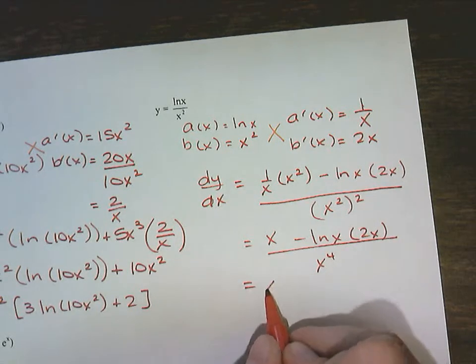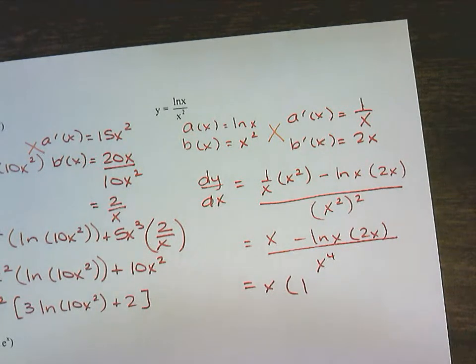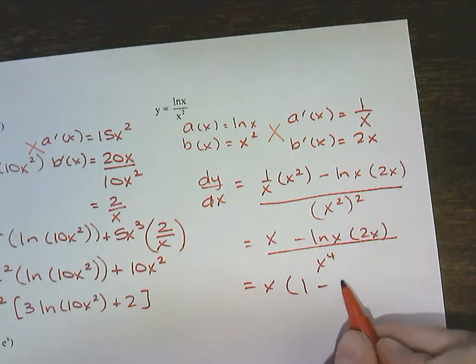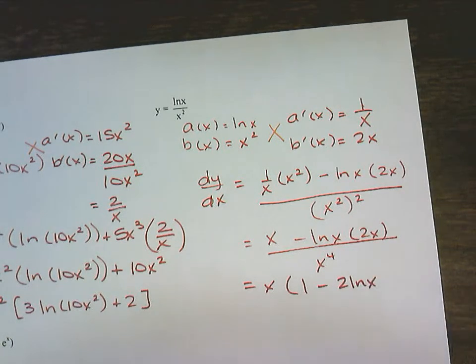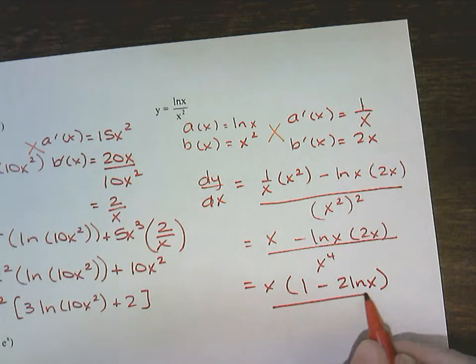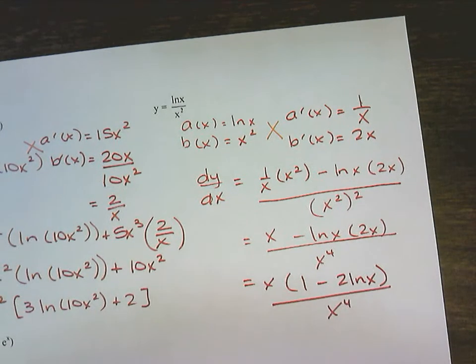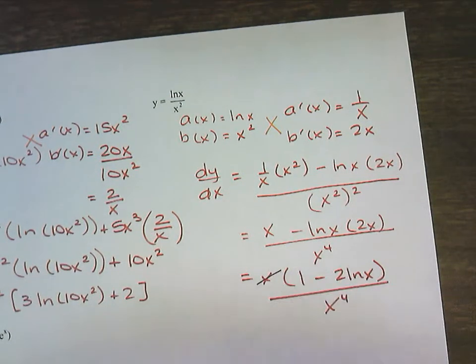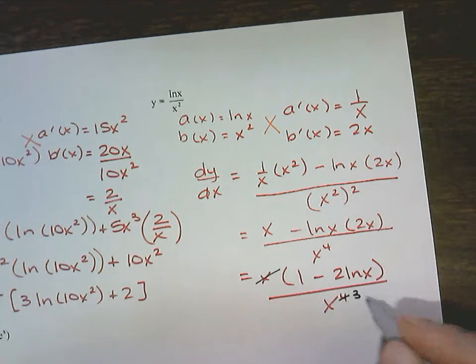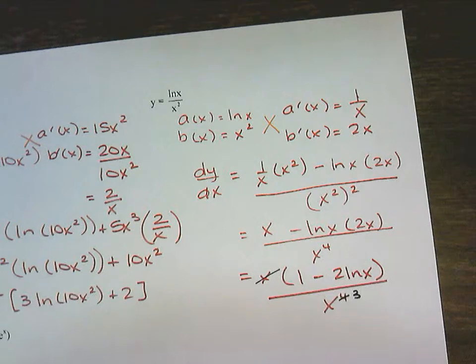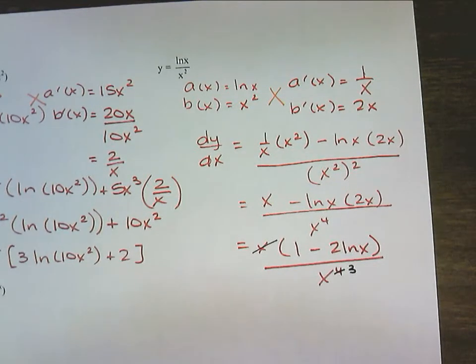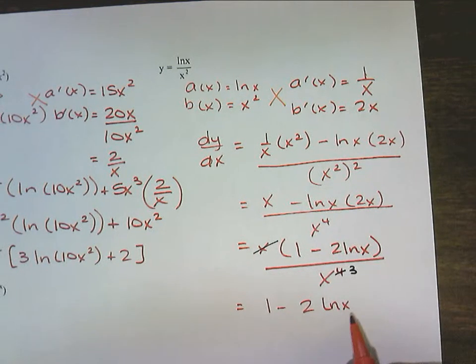I'm going to factor out an x, so I'm left with 1 from the first term and minus 2 ln x from the second term, all over x to the 4th. Well, I can reduce this, so x is gone and this goes to 3. So this leaves me with 1 minus 2 ln x all over x cubed.